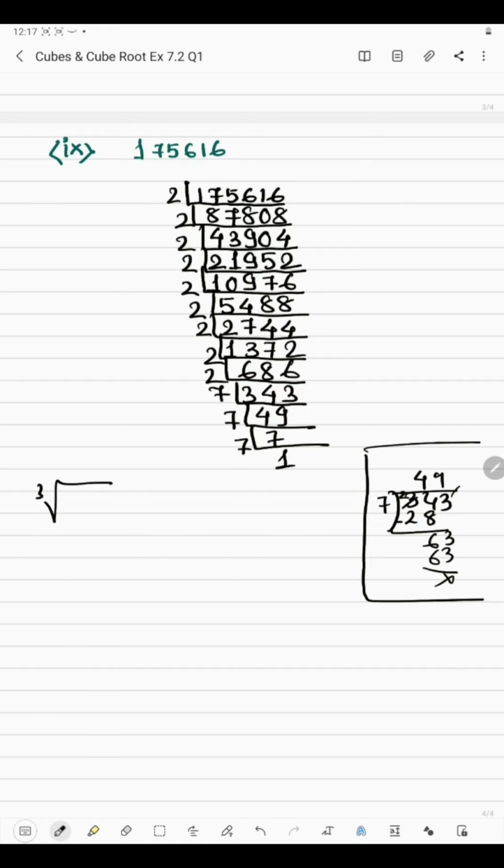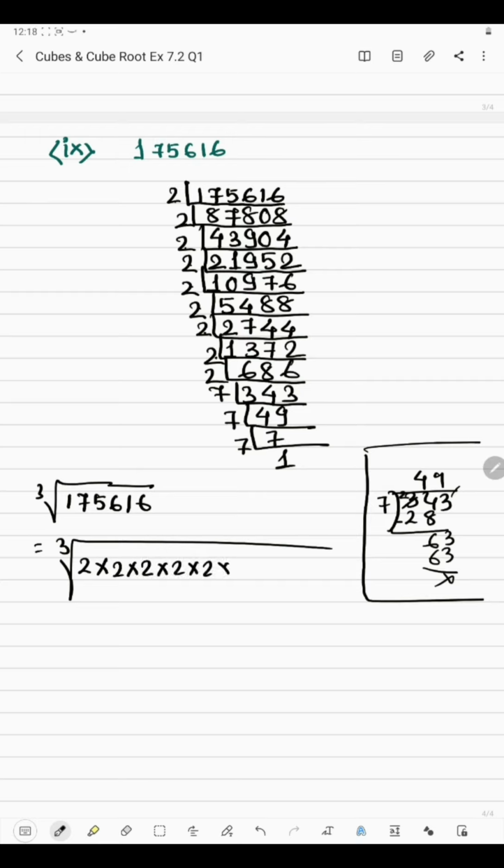So we'll take 7 here, 7 49s are 343, then 7 7s are 49 and 7 1s are 7. So the cube root of 175616 is... how many 2's we have got? 1 2 3 4 5 6 7 8 9, 9 2's. And 3 7's we have got.